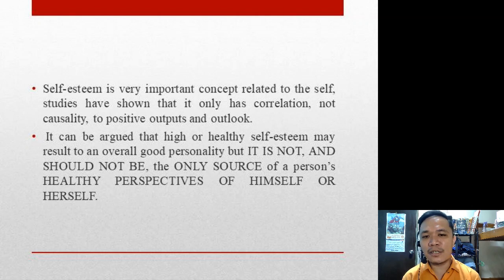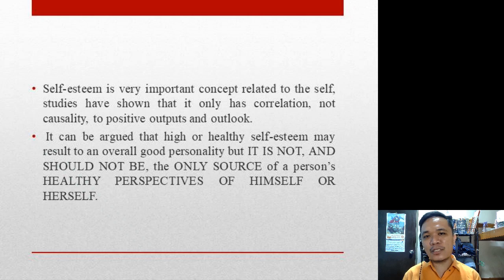Self-esteem is a very important concept related to the self. Studies have shown that it is only a correlation, not a causality, to a positive outlook. It can be argued that high or healthy self-esteem may result in an overall good personality. So once you have a healthy self-esteem, that will give you a good personality. However, it is not and should not be the only source of your healthy perspective of yourself. Do not just base it on the things that you see about yourself. There are other things, such that you can be healthy physically, emotionally, and spiritually. Those will contribute to your good personality.